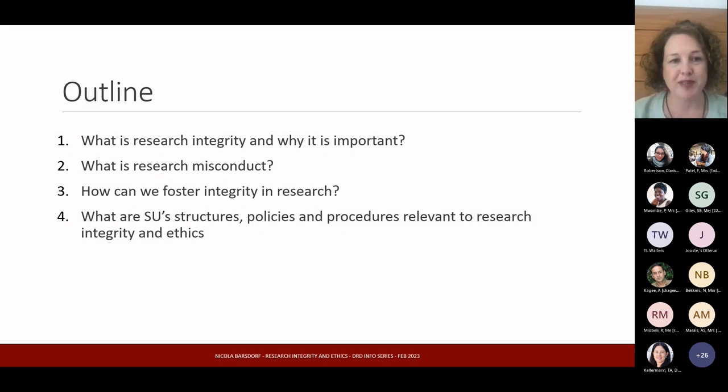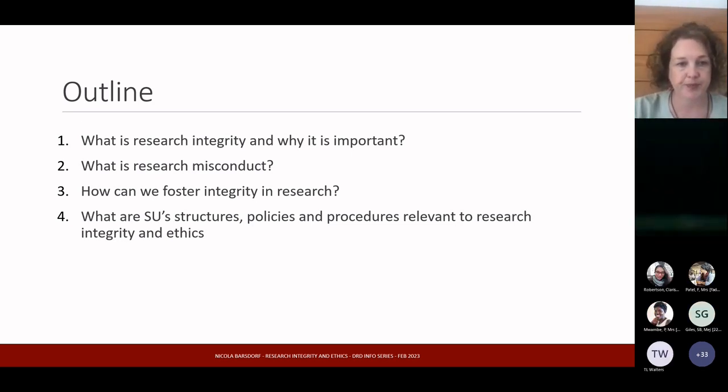So just to outline what we'll talk about today, I'm going to start with what is research integrity and why it is important. And then we will take a look at what is research misconduct. And then after looking at some of the drivers of research misconduct, we'll look at how we can foster integrity in research. And then finally, the last few slides looking at Stellenbosch University's structures and policies and procedures that are in place that are relevant to research and integrity and ethics.